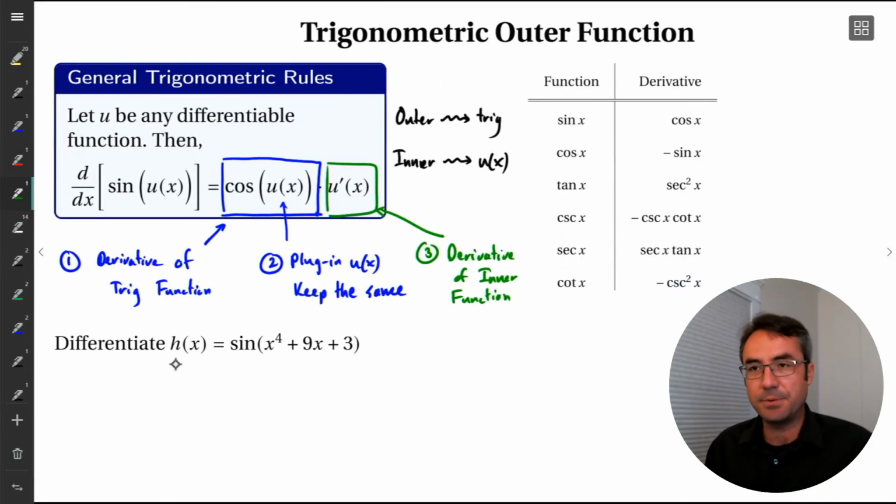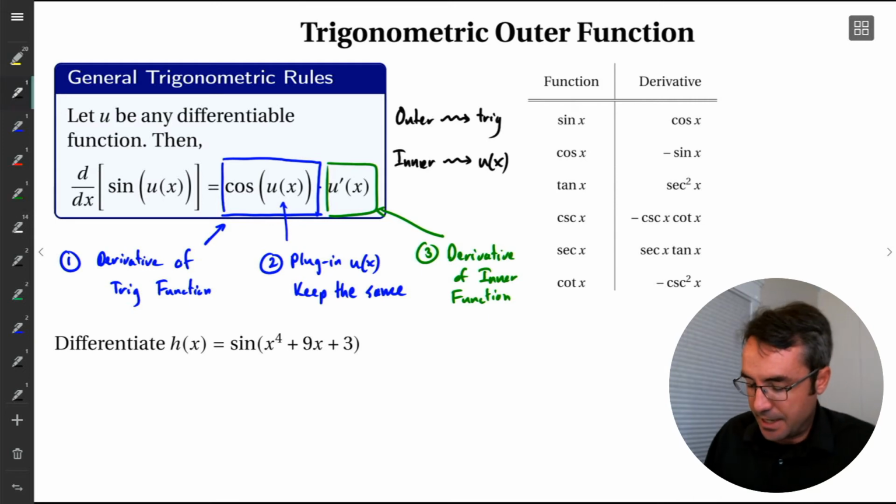All right, so let's do a little example. We have this function. We've seen it before. We saw how to break this function down into its pieces. So we have an outer trig function, sine, and then we have an inner function, this polynomial x to the fourth plus 9x plus 3. How are we going to differentiate this? So let's see this in action.